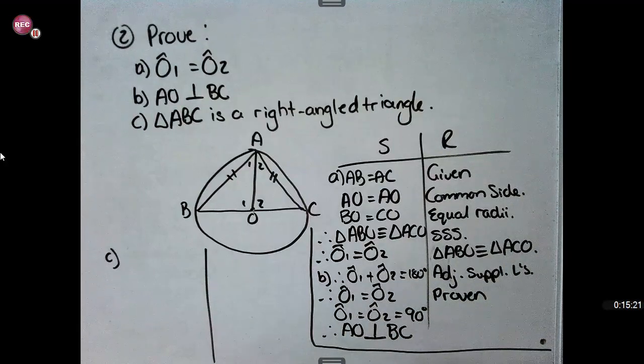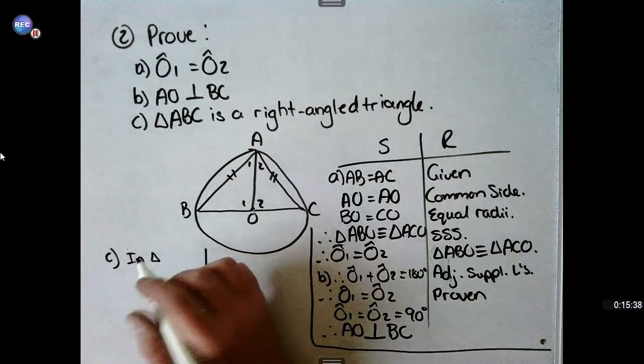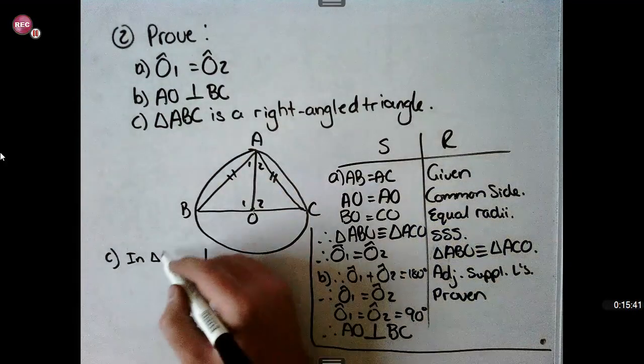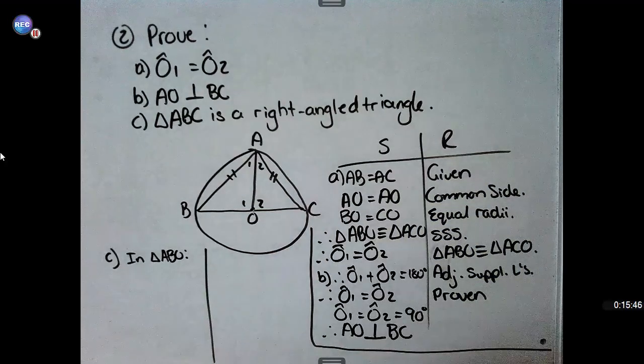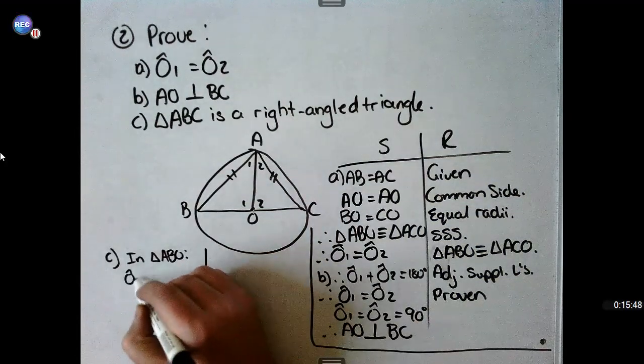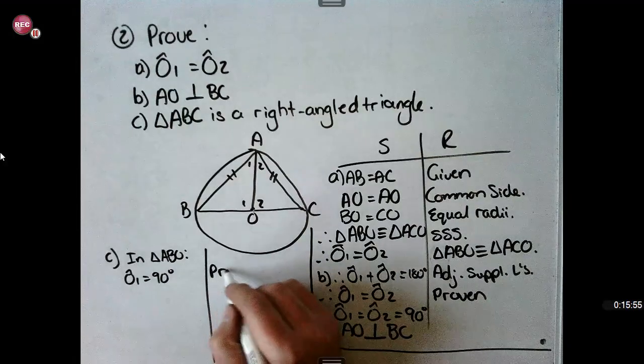For question 3, they ask you to prove that triangle ABC is a right angle triangle. So, the first statement that you're going to make is the following. You are working in triangle ABO. We're working in that triangle. And the first statement that you can make is that angle O is equal to 90 degrees. Okay? And how do we know that? It's been proven in the previous question, so it's proven.